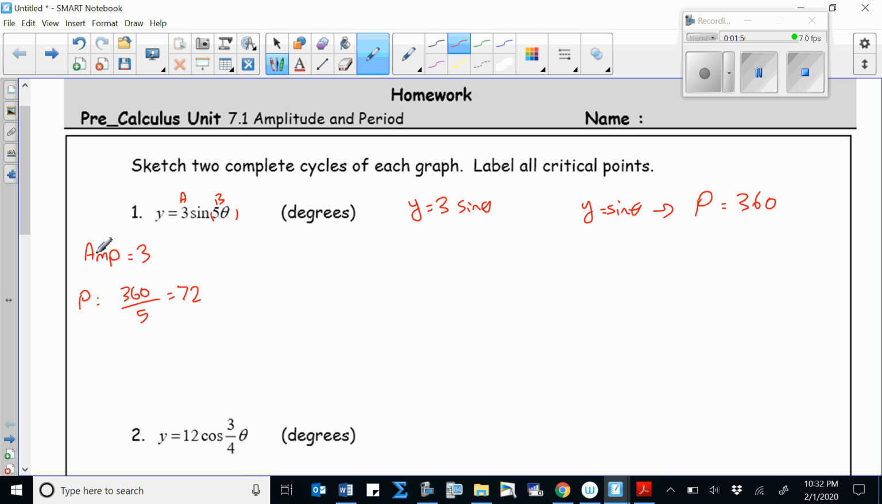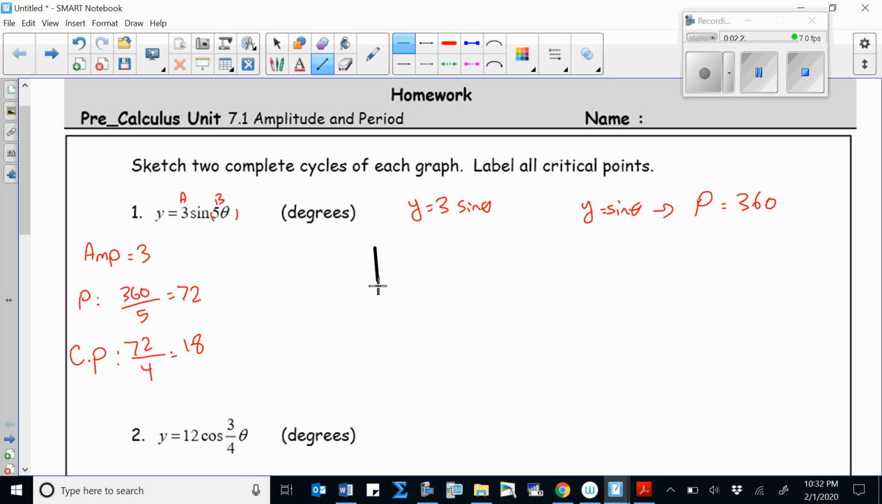So first we found the amplitude, then the period. Now we need to find the critical points. We said to find the critical points, we take the period of this new function and divide that by 4, because we know that there are 4 sections between the critical points. So this divided by 4 will be 18. Now we are ready to graph the function.